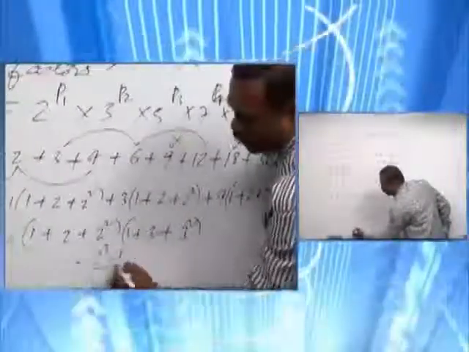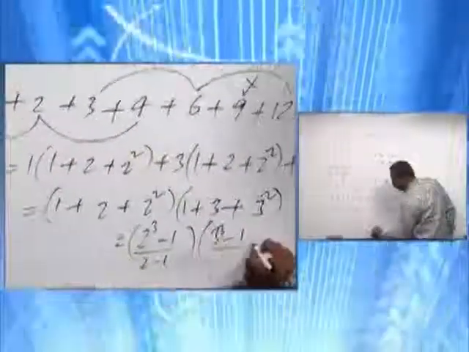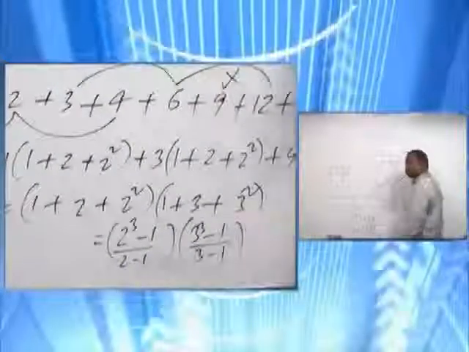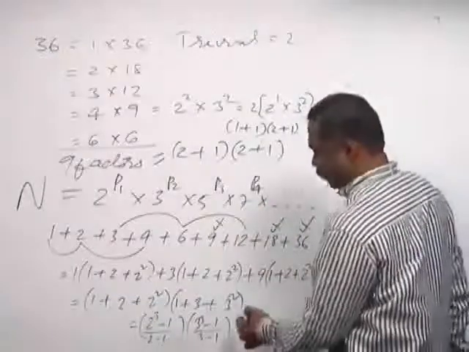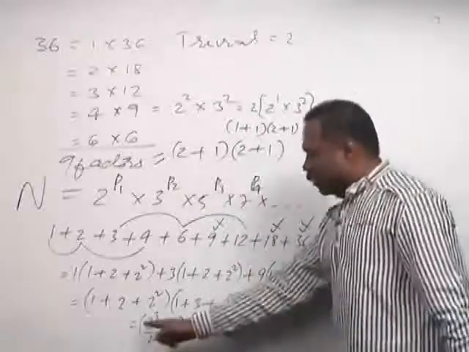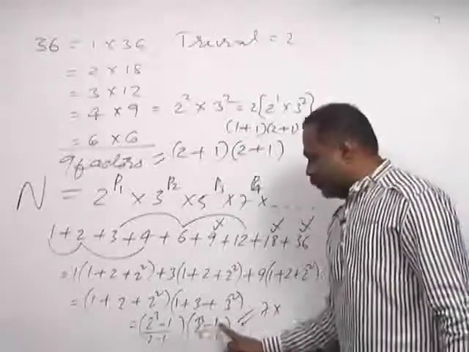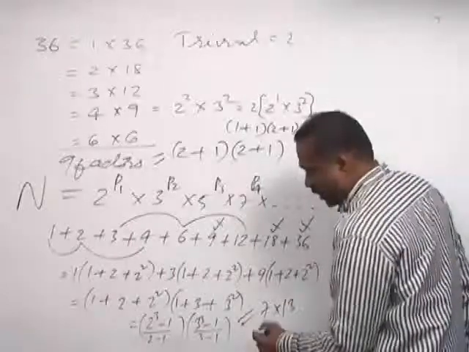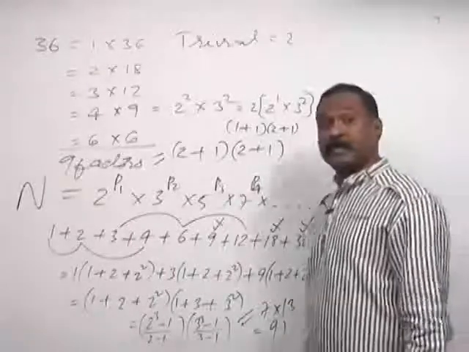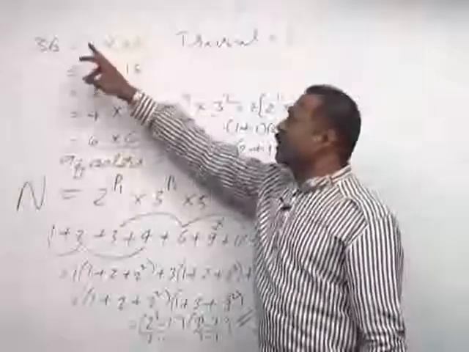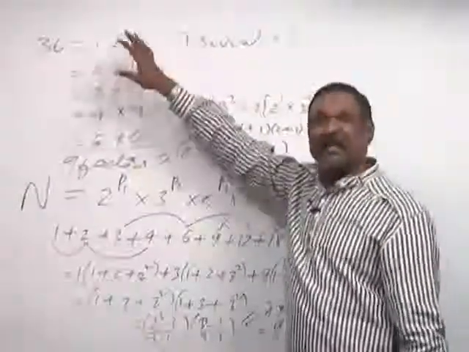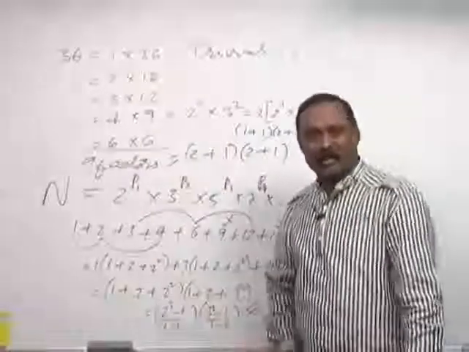So you can say it's a geometrical sequence, which is nothing but 2 cube minus 1 upon 2 minus 1 into 3 cube minus 1 upon 3 minus 1. What should be the sum in this case now? 2 cube minus 1 means it is 7. 27 minus 1, 26 by 2, it is 13. The sum is 91. You can check it out. If you add all this, you will understand it is 91. You can try it.